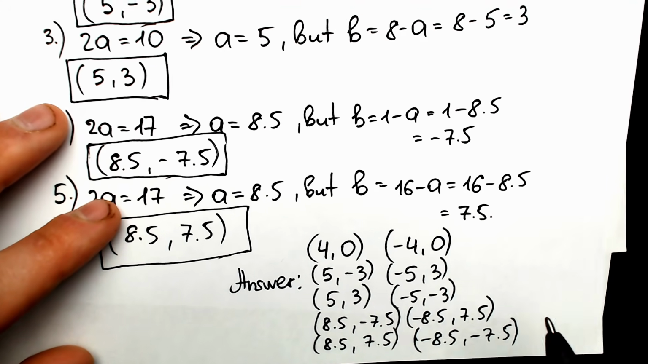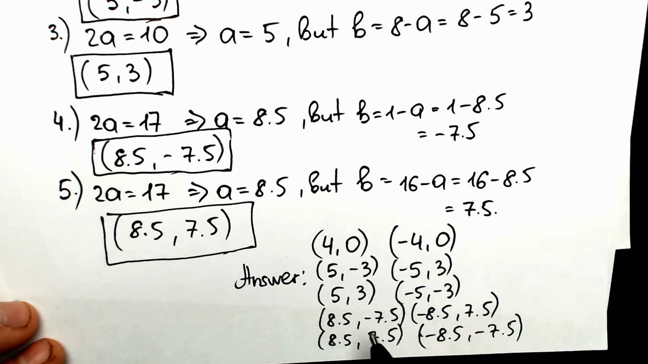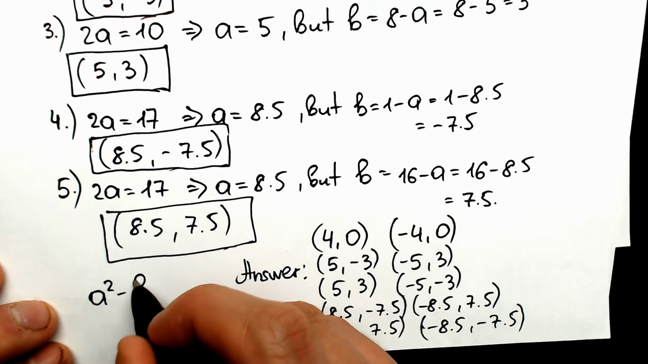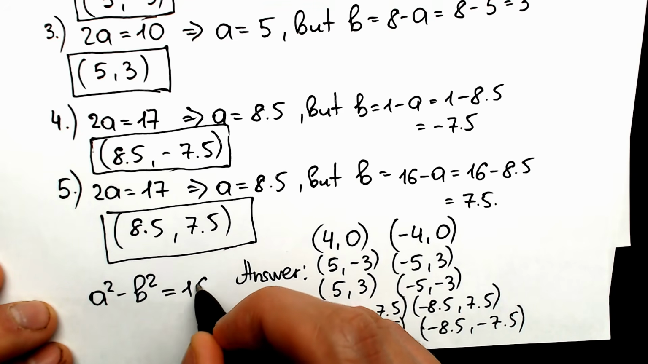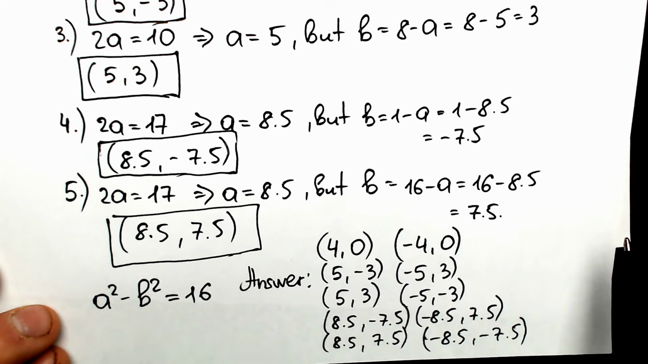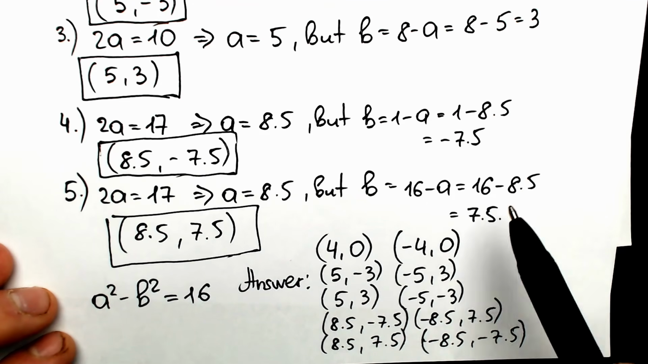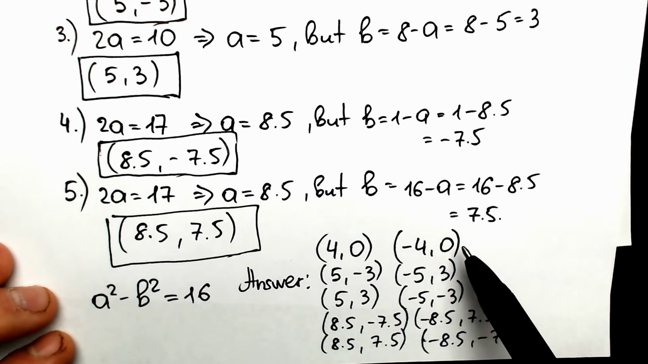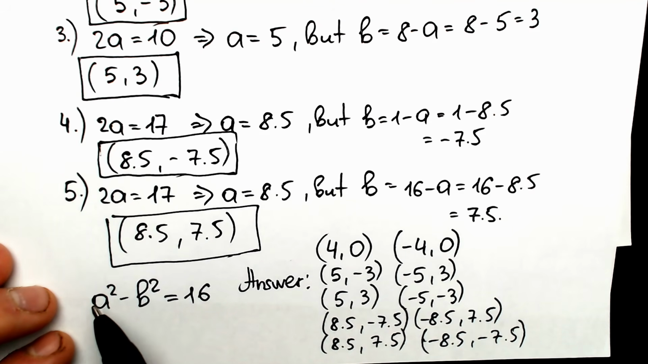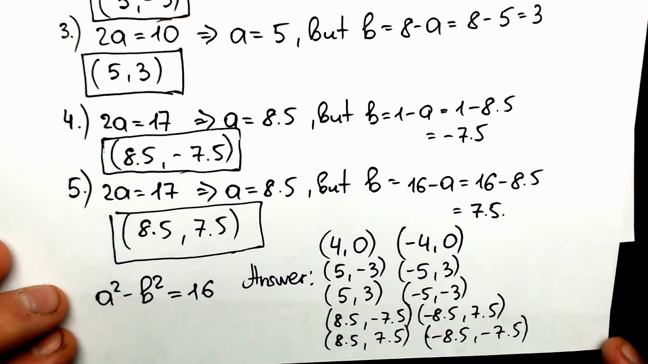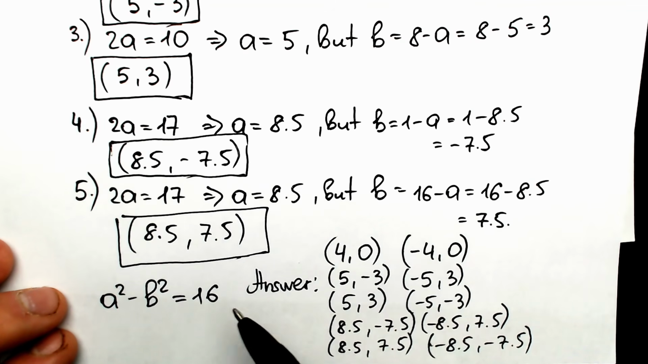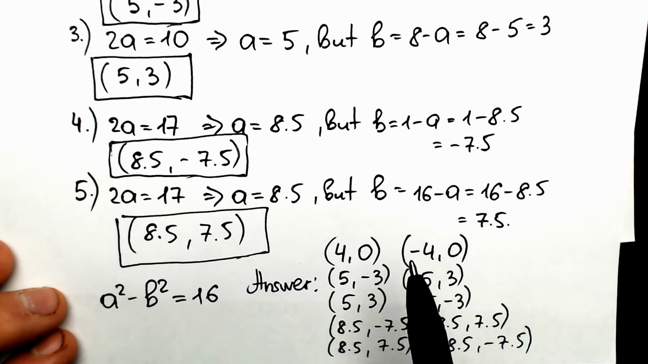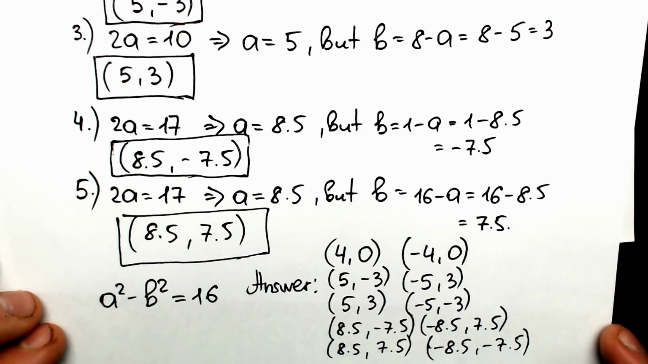So we have 10 pairs, and each of these pairs is good for our root, because for our question, a square minus b square equal to 16. As you can see, because of this square, we can easily solve it for a negative pair as well, because 4, 0, we have 16 minus 0 equal to 16, and minus 4, 0 is the same. When we're talking about a square, it doesn't matter whether we have a positive or a negative value, in the result we end up with a positive value as well. So that's why this negative sign doesn't matter at all.